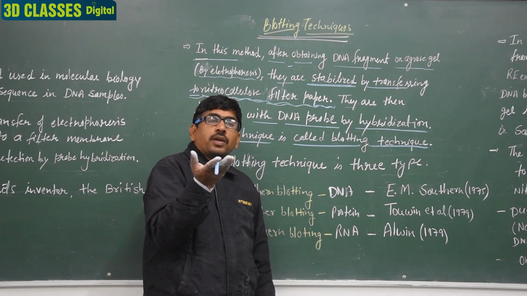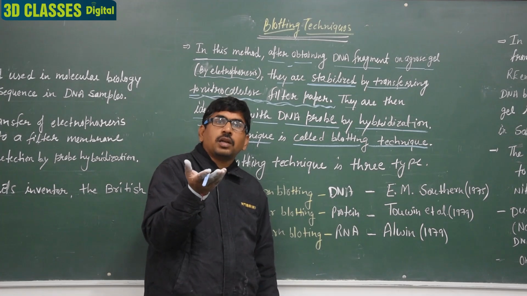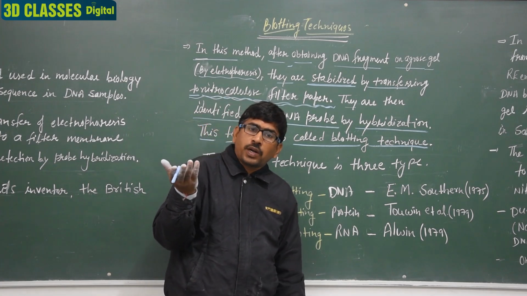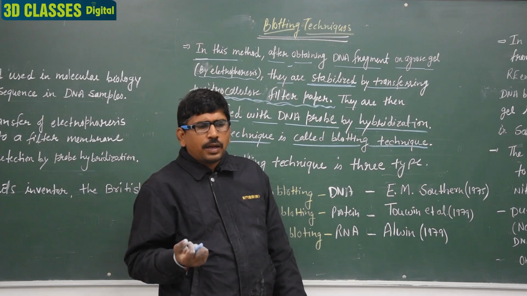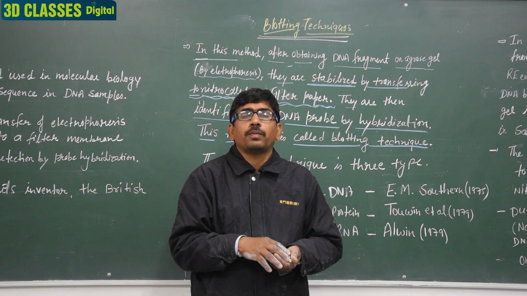In some books the name is floating membrane. The nylon sheet is a floating membrane, or nitrocellulose filter paper, which is like paper that absorbs water. I explained this type of technique earlier. Let me explain it simply to you.